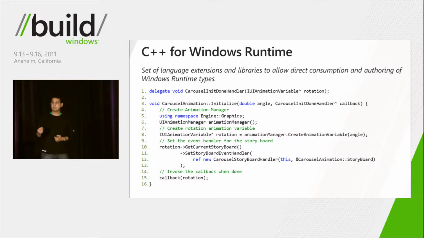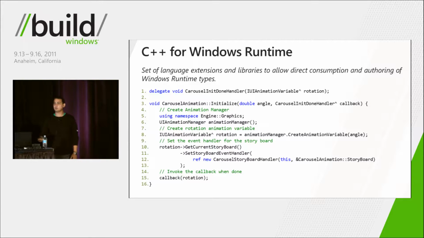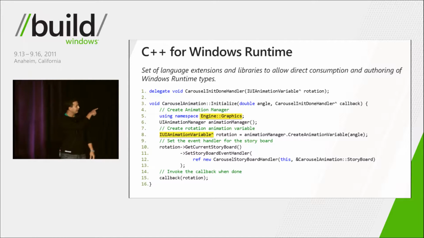So we went and created some new language features to make it easier to consume APIs that are of the WinRT type. This is sort of a sample of what that language looks like. If you went to Herb's talk, you understand what this looks like, but I'll give you just the gist of it. The most important thing to notice is the hat there next to the UI animation variable. A hat is basically a pointer to a WinRT type. It is not a pointer, it's a reference.